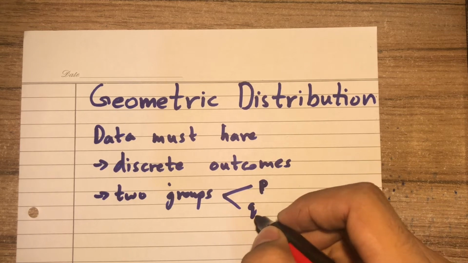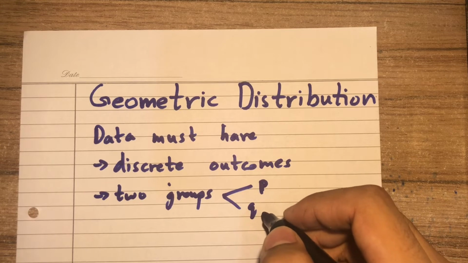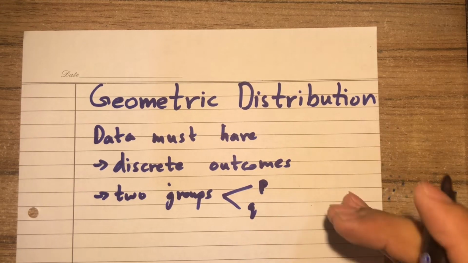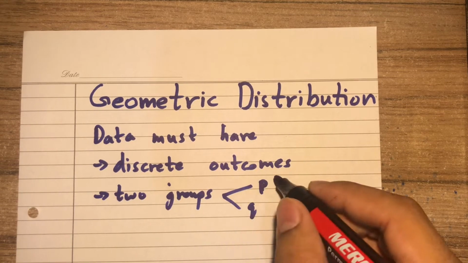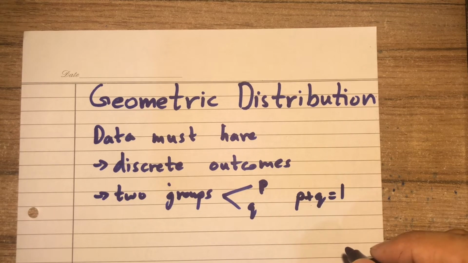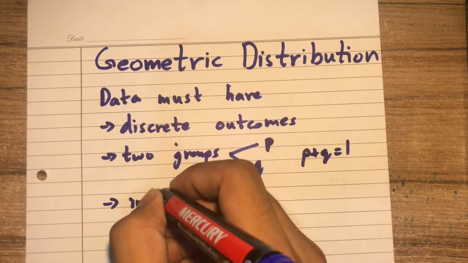P represents success, Q represents failure. P and Q should be constants over here. That means the probability of success should remain constant throughout. The probability of failure should remain constant throughout. And because there are only two groups, the total probability will always be equal to 1. P plus Q will always be equal to 1. Third condition is that events should be independent.